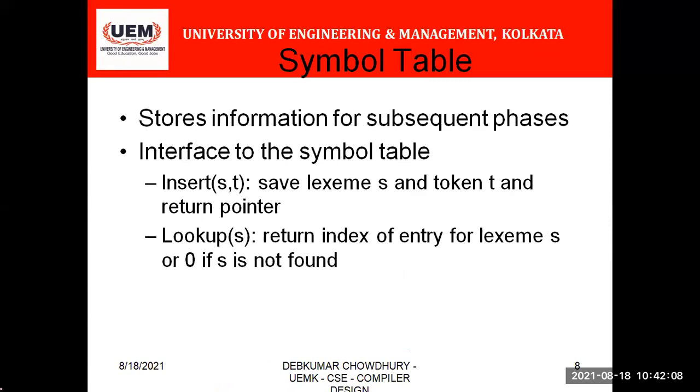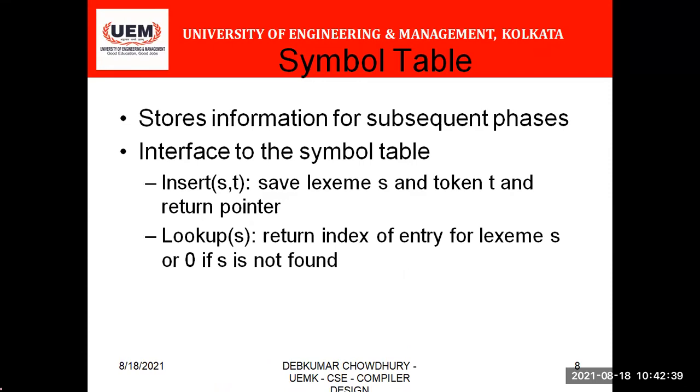The next one is the symbol table, which has already been discussed earlier. So what is a symbol table? First of all, it stores information for subsequent phases. Interface to the symbol table: first, insert(s, t). If I write this, it indicates that we are saving the lexeme s and token t, and returning a pointer.